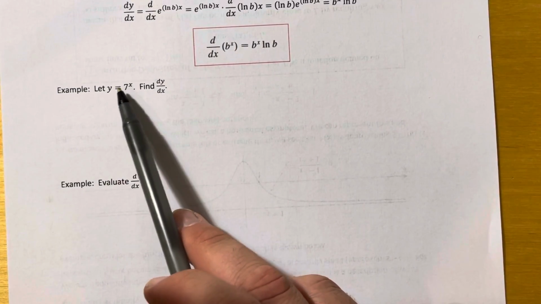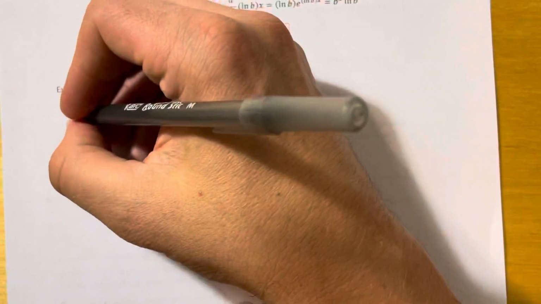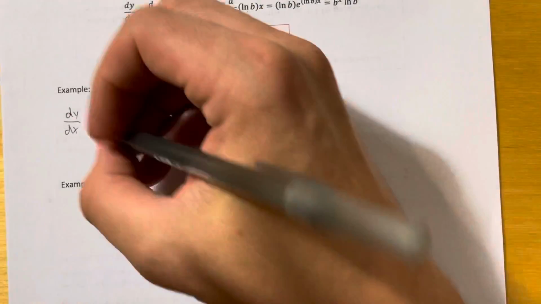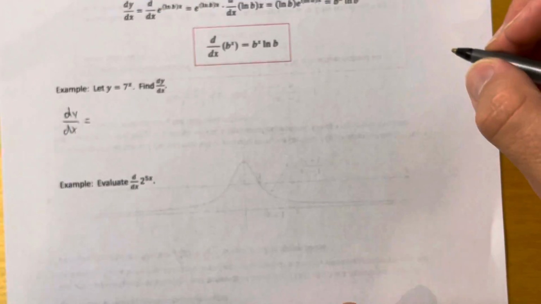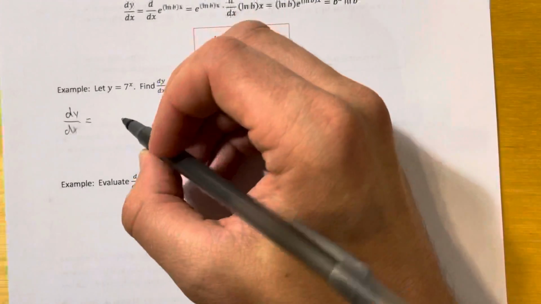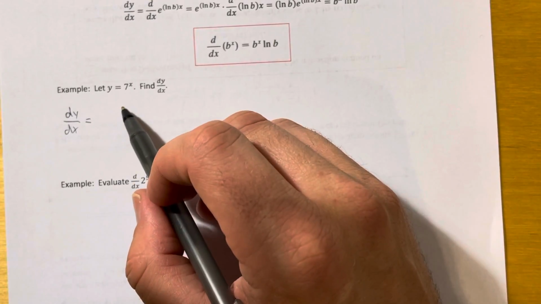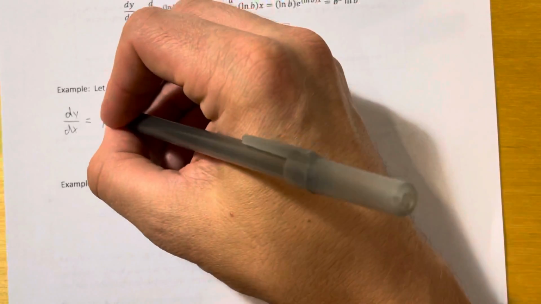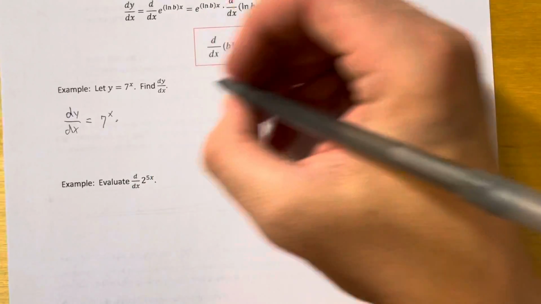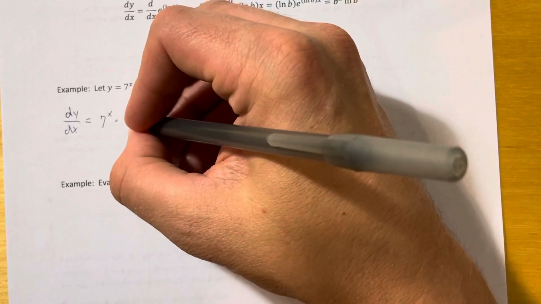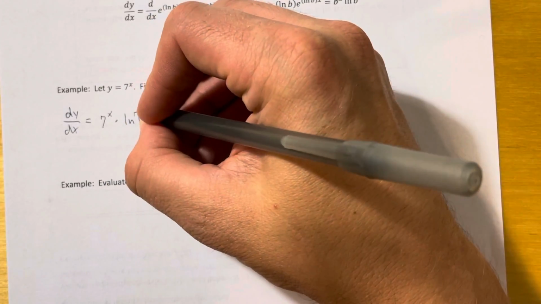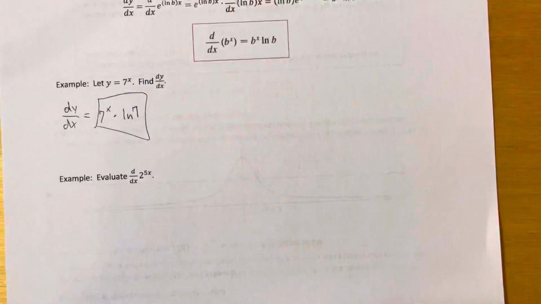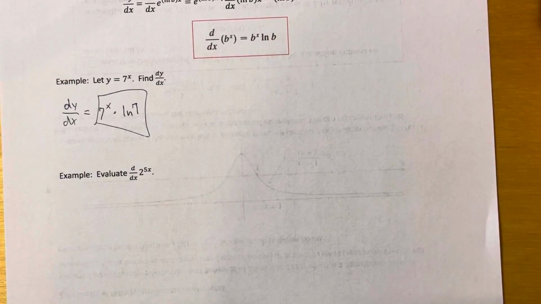First of all, let's find the derivative of 7 to the power of x. Straightforward. I'm just using the rule that I just proved up here. So dy/dx is equal to the b to the x, which is 7 to the power of x, times the natural log of the base, which is 7. Okay, natural log of 7. I almost wrote b there. It's supposed to be that. And that's it. It's a constant times 7 to the x.